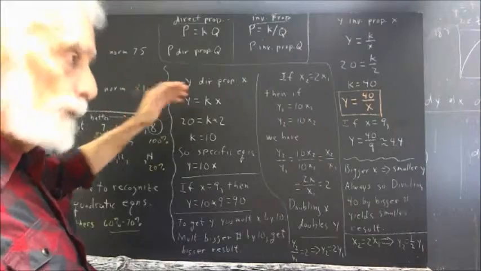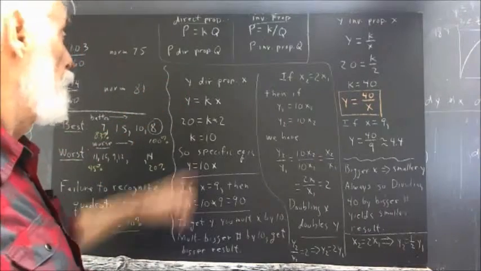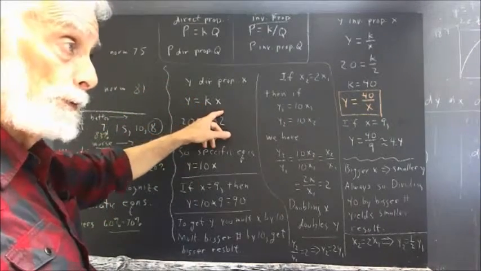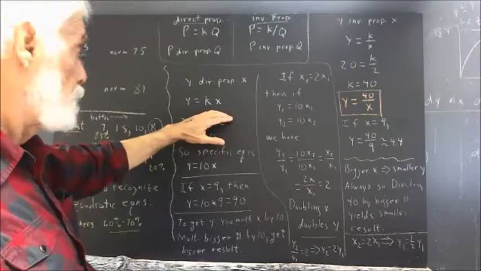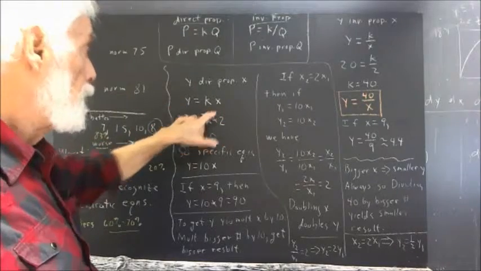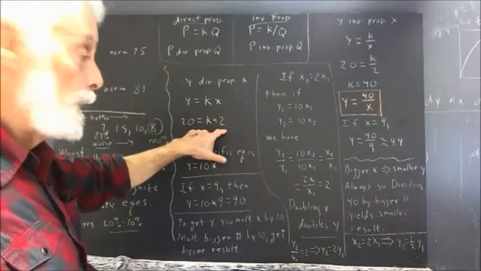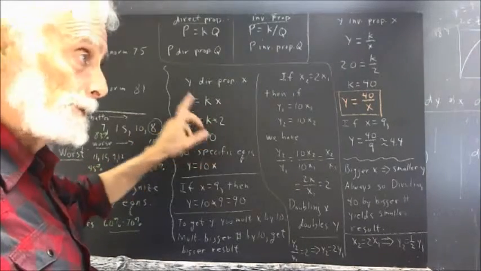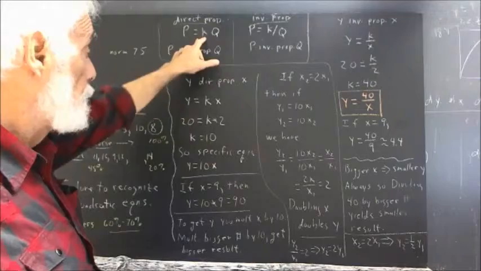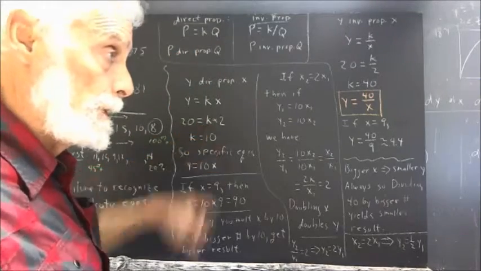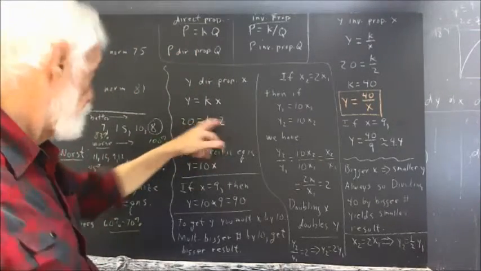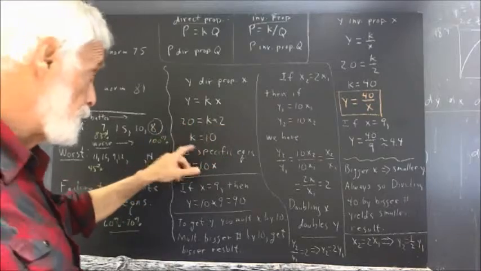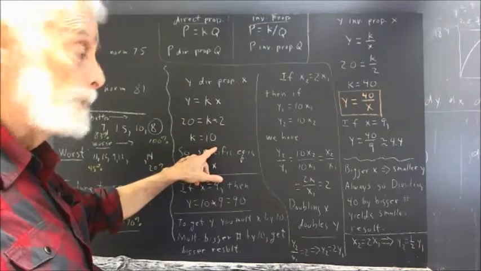Then you're given a couple of values. You're given that Y is 20 when X is 2. So what do we do with that? Well, we substitute 20 for Y, we substitute 2 for X, and we get an equation that we can use to solve for that single constant number K, our proportionality constant. This is very easily solved for K. Divide both sides by 2, we get K equals 10.